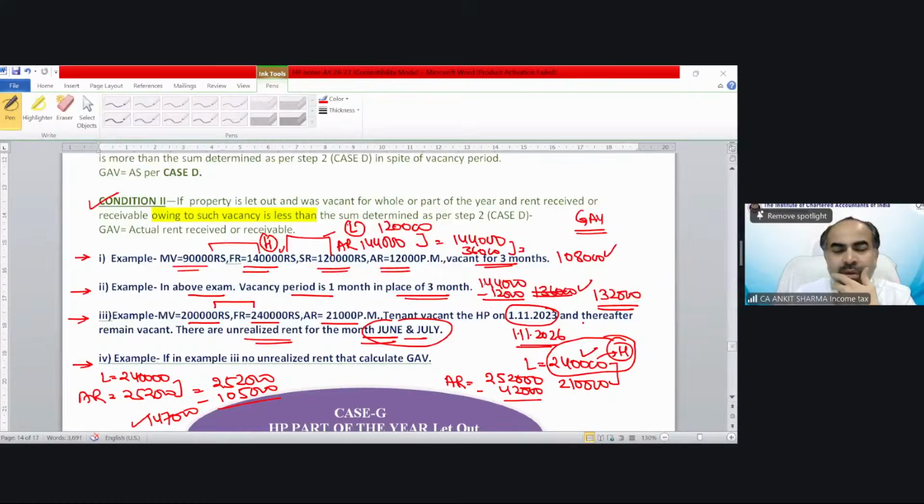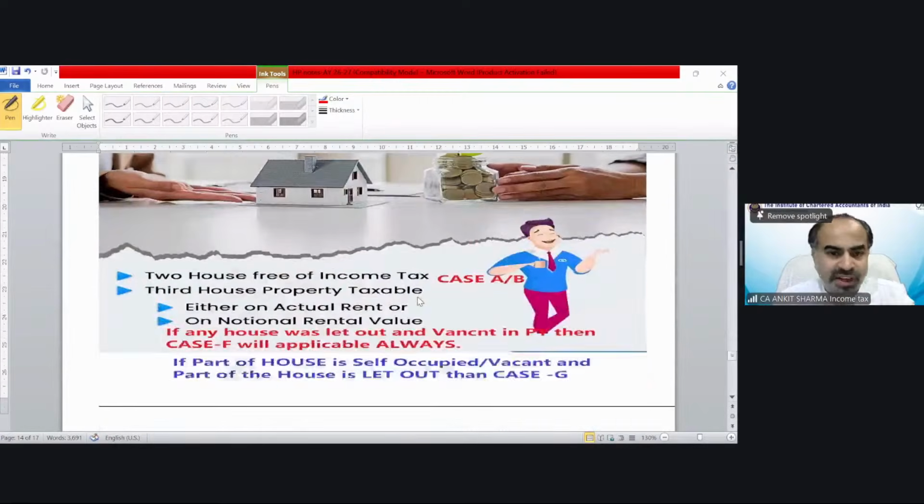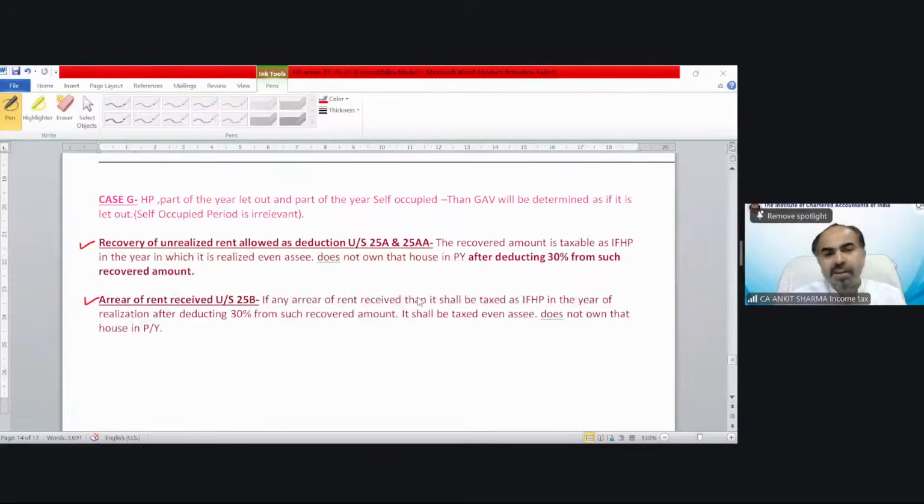Clear? Chalo. Now we will discuss the clarification, etc. Case number G, you can go through it. Recovery of unrealized rent is allowed as a deduction under section 25A and 25AA. So unrealized rent is just like bad debts in the case of business. For the treatment of unrealized rent under income from house property, we do not consider it as the rental value or as our income. You have seen that in case of E, we do not consider the unrealized rent value, and the same in case of F also.